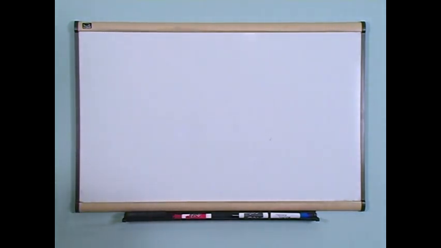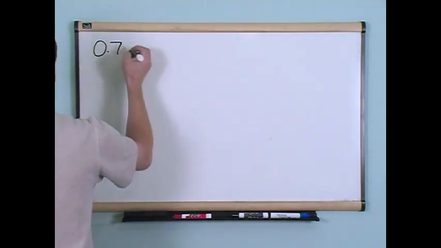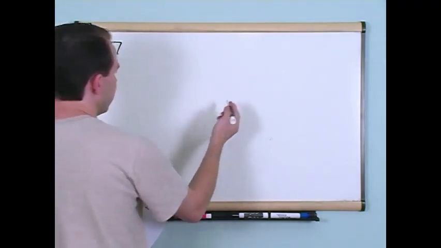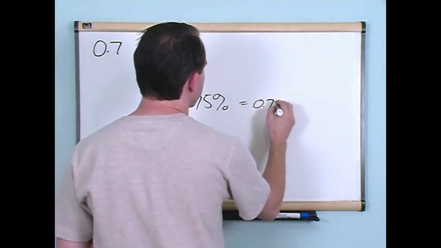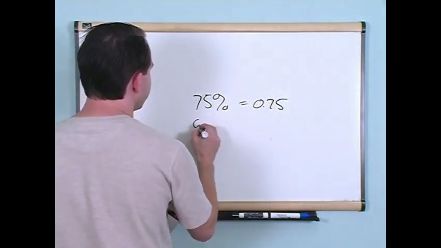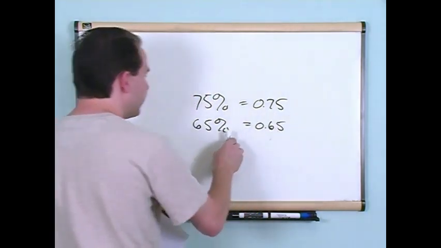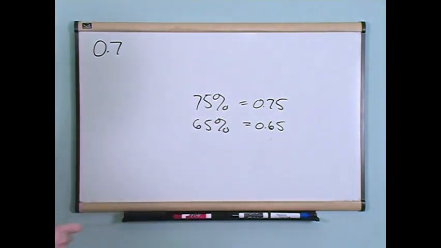Now what if you had a problem that told you something like, here's 0.7, that's a decimal, convert that to a percent? A lot of times they'll give you a decimal and they'll say, well, what percentage is that? Well, remember when I was telling you earlier, in general, like 75% is just 0.75, and 65%, for instance, was just 0.65. All you do is you take that decimal point, that implied decimal point, and you move it to the left 2 times, and then that's your decimal.